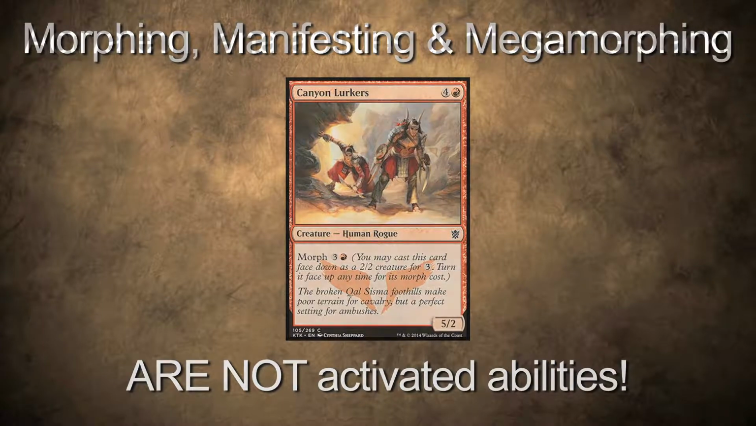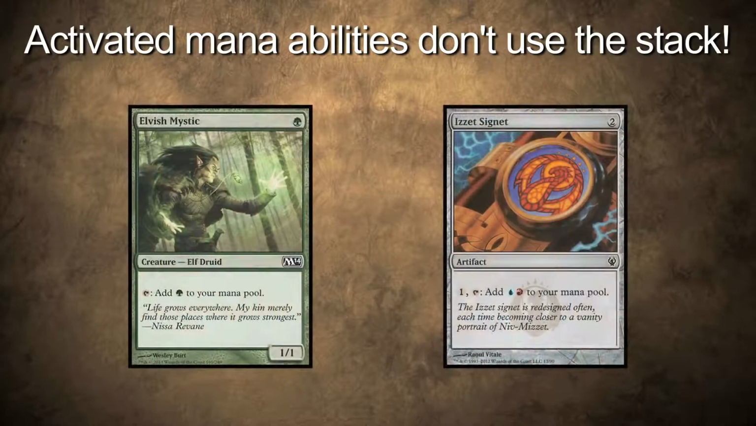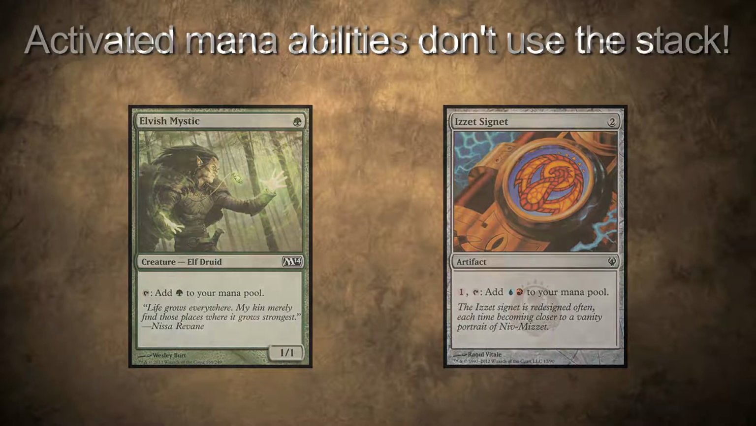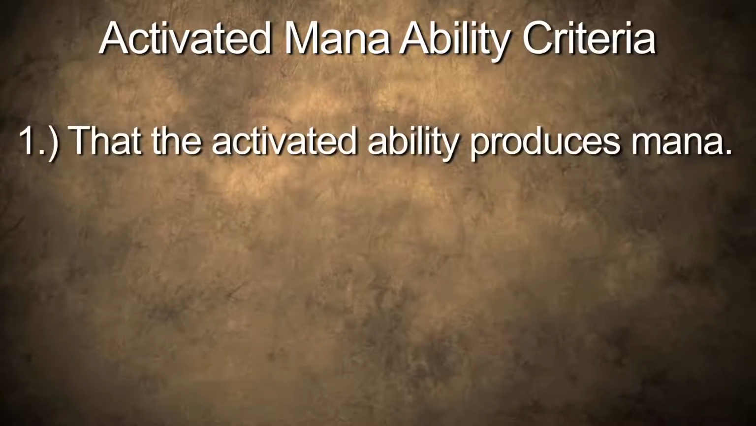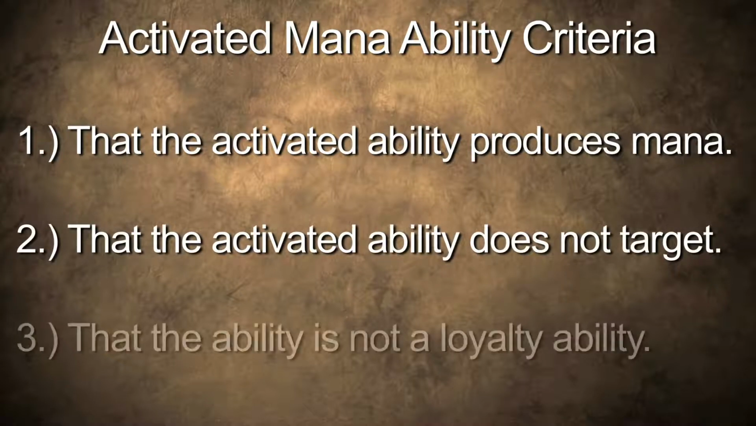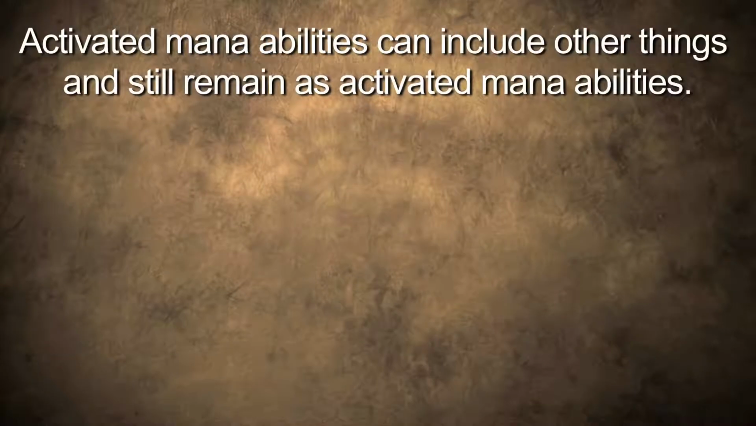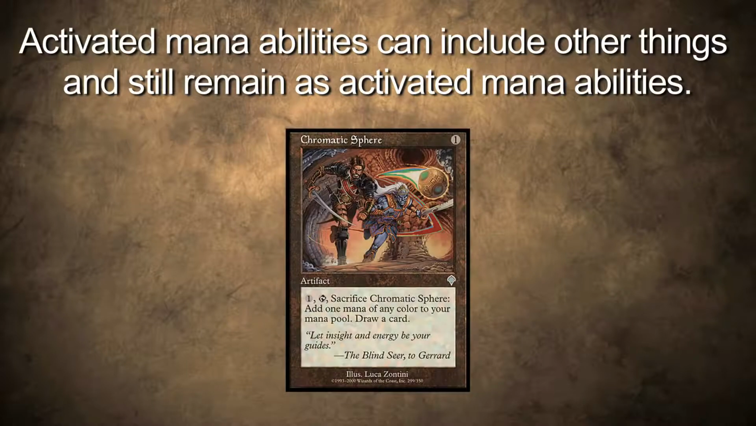Like special actions, activated mana abilities don't use the stack. Tapping an Elvish Mystic or a Guild Signet for mana is an activated ability, but since those abilities meet the criteria for activated mana abilities, they don't use the stack and just happen immediately. Those criteria are that the activated ability produces mana, that the ability does not target, and that the ability is not a loyalty ability. Activated mana abilities can include other things and still remain activated mana abilities, like drawing a card off of Chromatic Sphere.